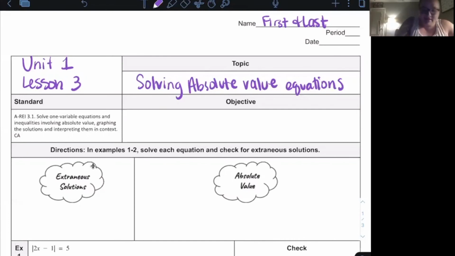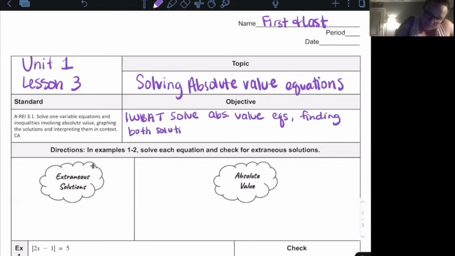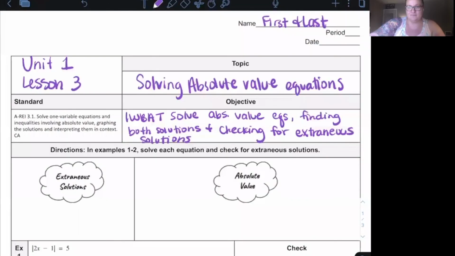Today's objective is I will be able to solve absolute value equations, finding both solutions, and checking for extraneous solutions. All right, so this objective includes a couple things that I just want to point out.